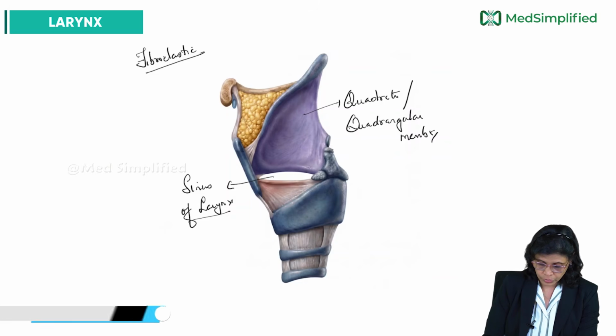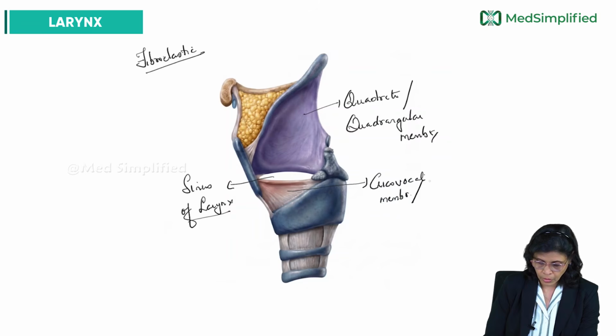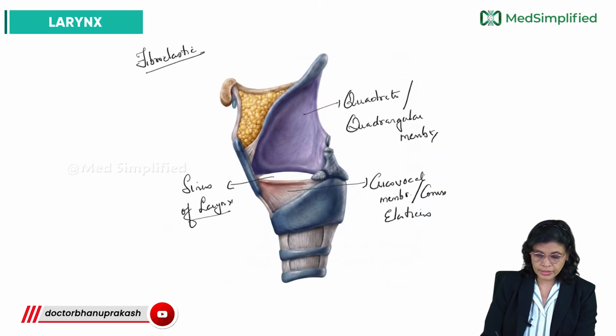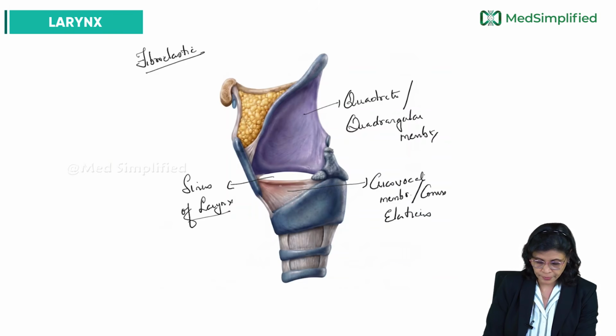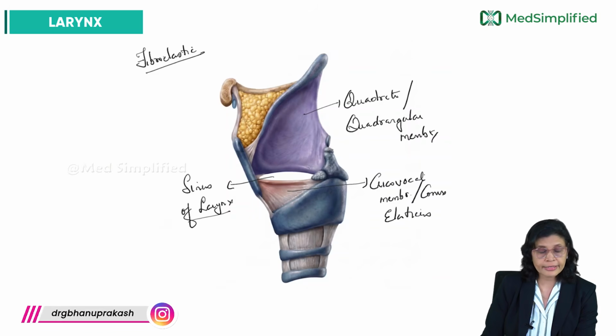The part below the sinus we call the cricovocal membrane, or conus elasticus. Here, if you see the upper margin of the cricovocal membrane, it is slightly thickened and forms a fold, which we call the vocal ligament.